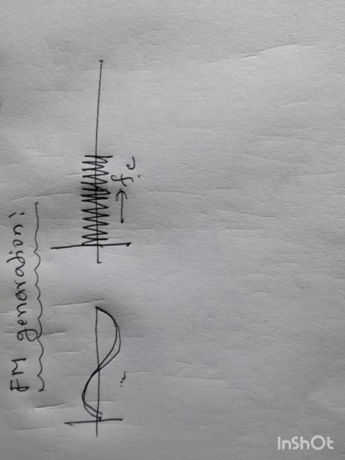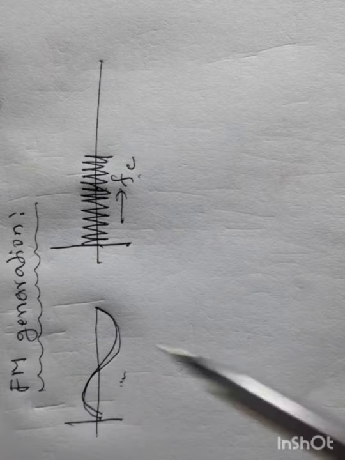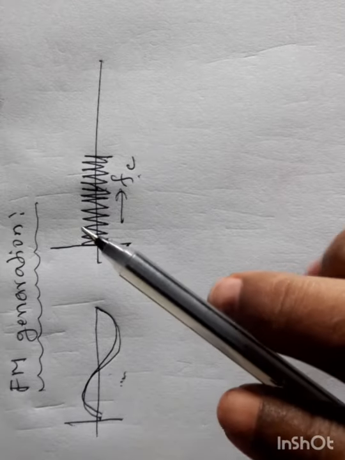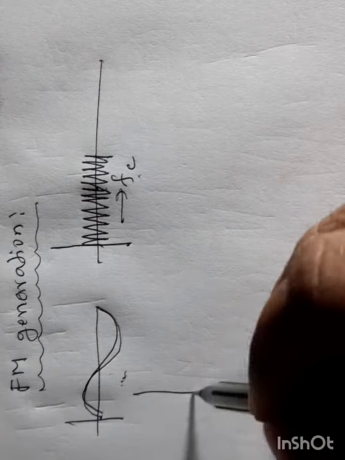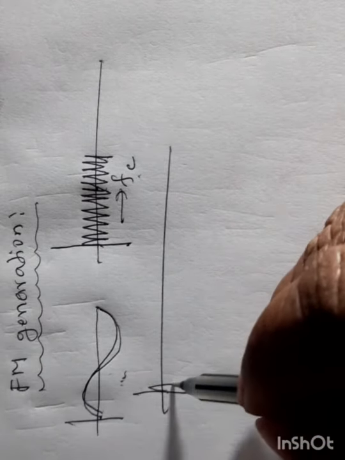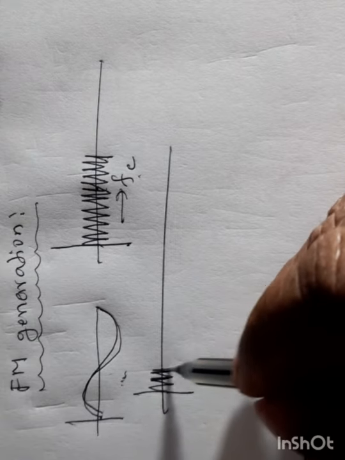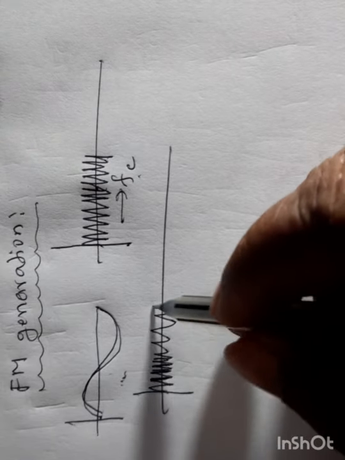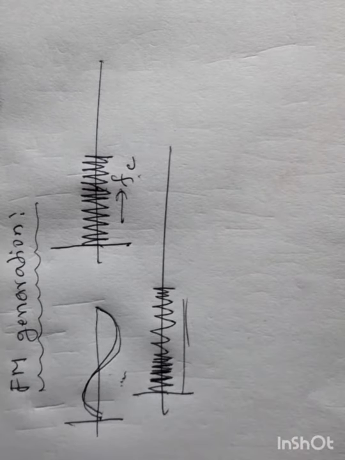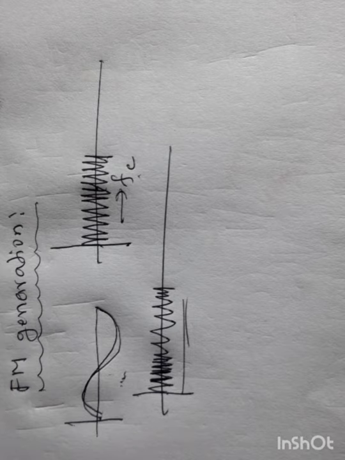Now, how is it generated? We have studied the graphical method of representing this message or modulating signal and carrier signal, and after modulation you get a frequency modulated wave. Now let us study how it can be generated using a transistor.